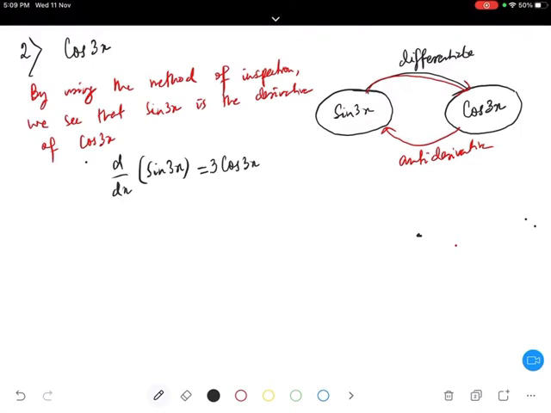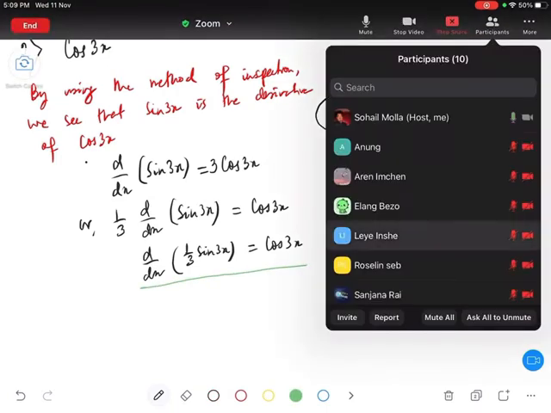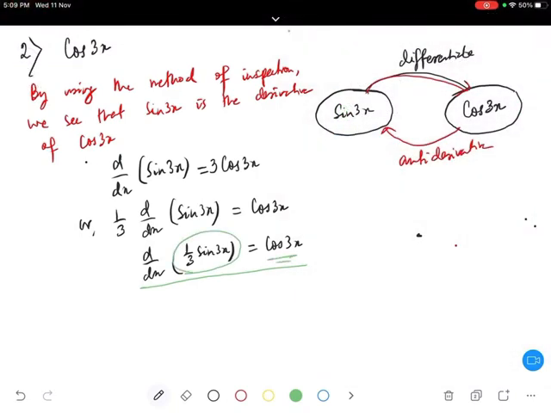Now I will take this 3 to the left hand side. So we have 1/3 d/dx of sine 3x is equal to cos 3x. Now this 1/3 I will take inside the derivative. So I have d/dx of (1/3 sine 3x) is equal to cos 3x. So if I look at this line, the derivative of 1/3 sine 3x is cos 3x.